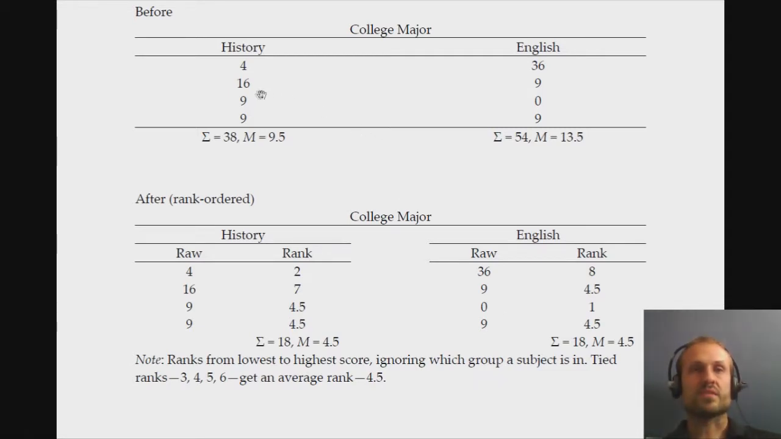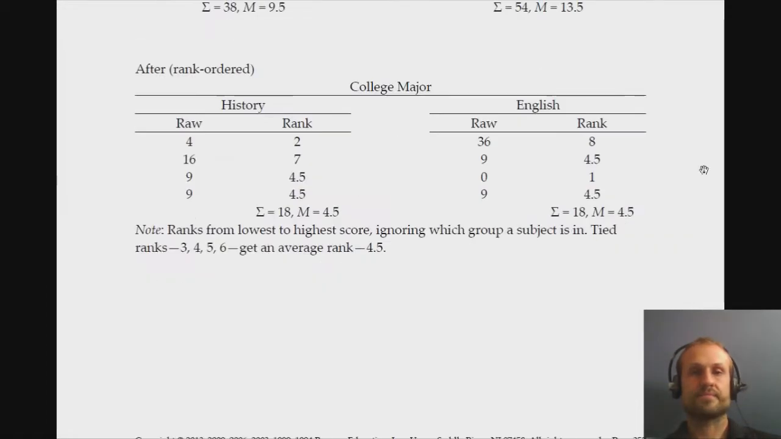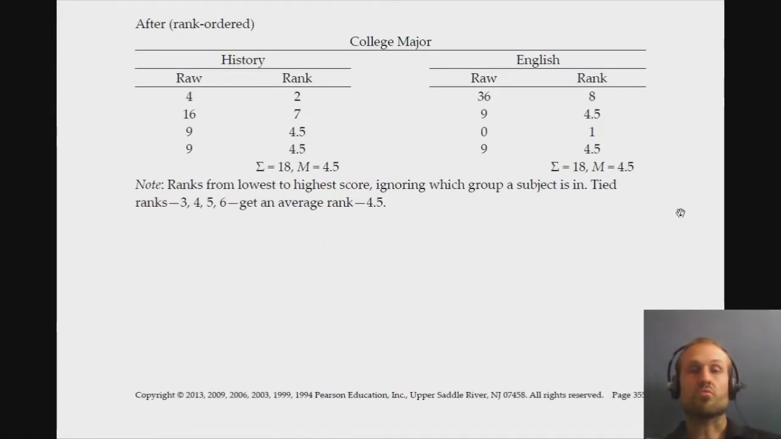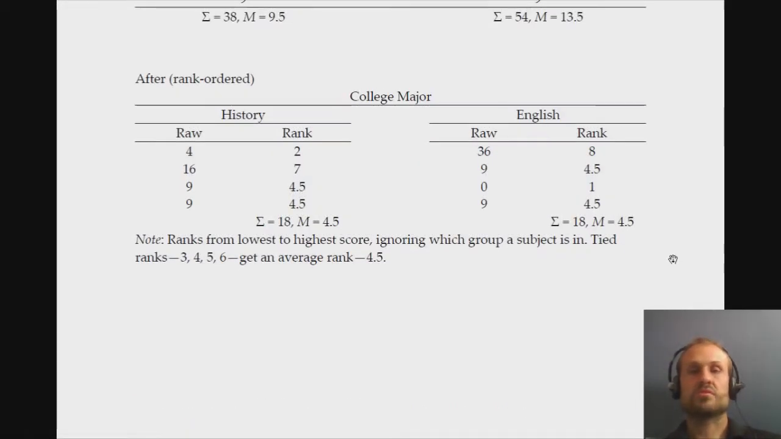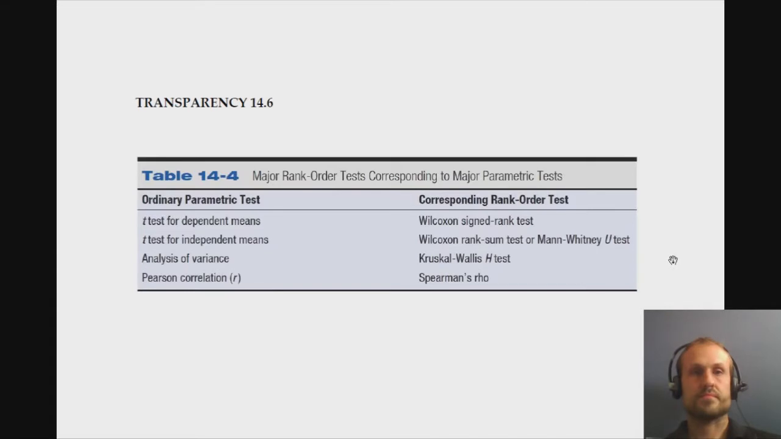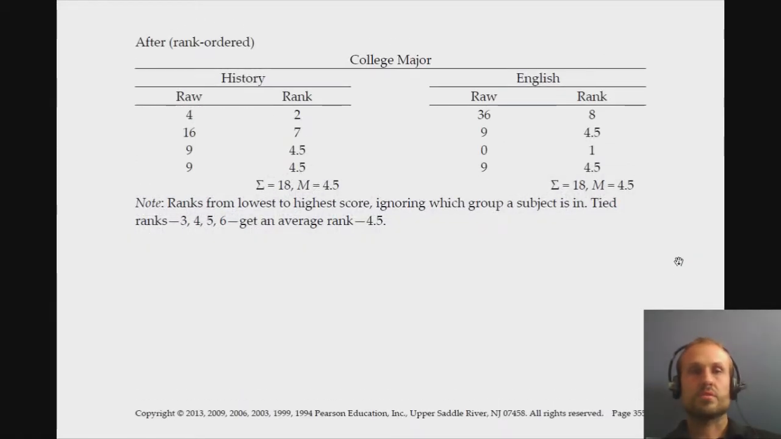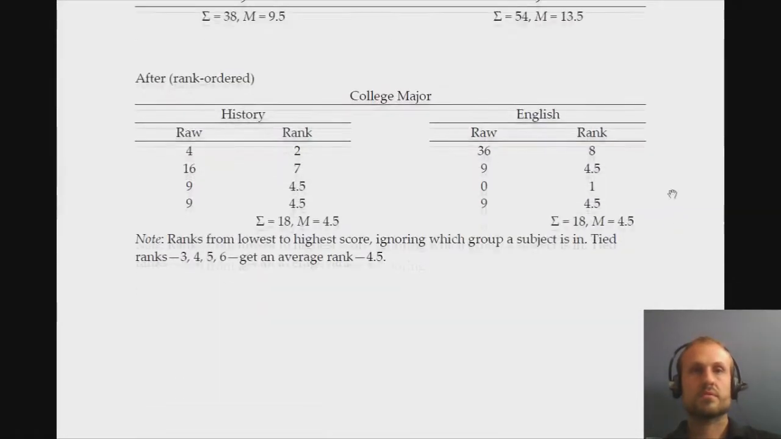And then I also have a 16 and a 36 for rank 7 and 8. So I'm just ranking all the numbers. Duplicate numbers get an average rank. Let me just see if I have everything.